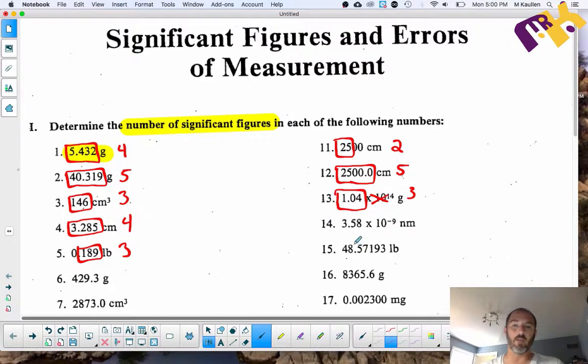All right, so the rest of these, you can use these rules to help you. Let's do number 17 real quick to finish up. Again, we're going to start our box to the left of the first non-zero digit, but notice that we have a dot present, right? A decimal position is given to us. So that means that anything after the first non-zero digit is significant. So we would put a box around the 2, the 3, and the 0 and the 0. So there are 4 sig figs.